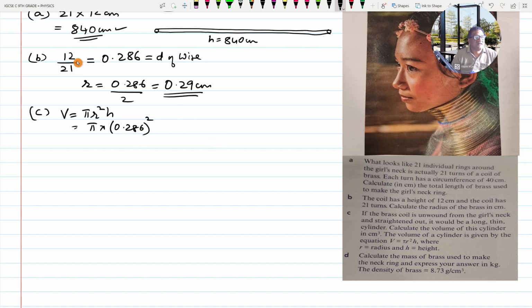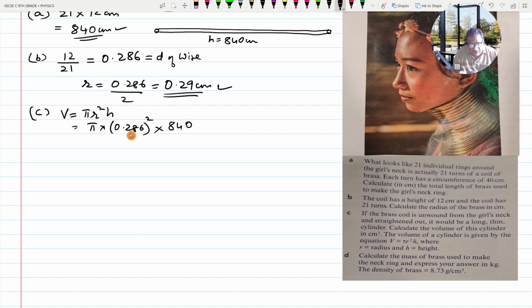Okay. See here, 12 upon 21 you are getting as 0.286. That is the diameter of the wire. They have asked you the radius. So 0.286 upon 2 is 0.29 centimeter. That is the radius. Okay. And here you are taking the thickness. Half the thickness will be the radius. Okay. So here you will get this into H. How much is H? At H you will have to take 840.